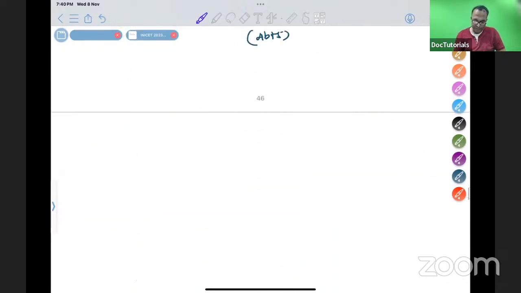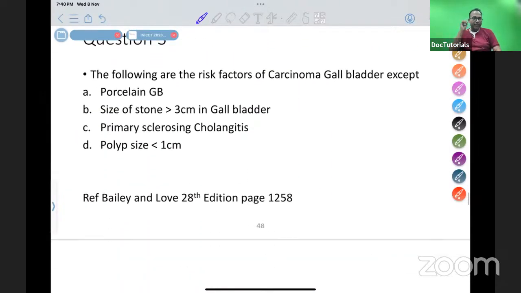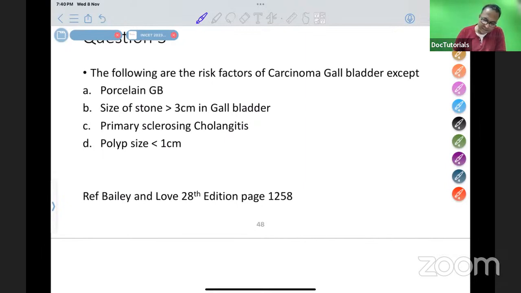Okay, please remember this. The following are the risk factors of carcinoma gallbladder. It is a straightforward repeat MCQ. So those who have read very well for INI CET, you would have correctly answered it. So the risk factors are porcelain gallbladder. Stone size more than 3 centimeter has 10% risk of gallbladder cancer, when the size of the stone is more than 3 centimeters.